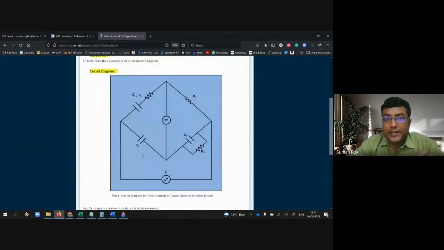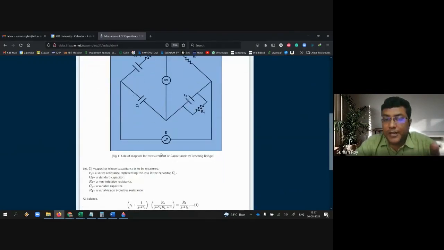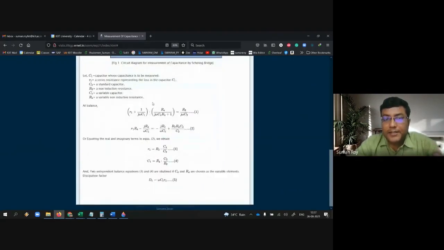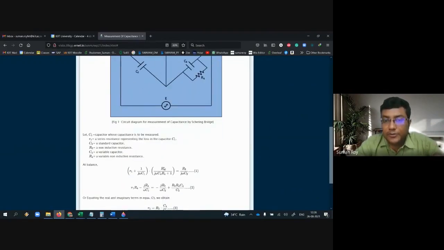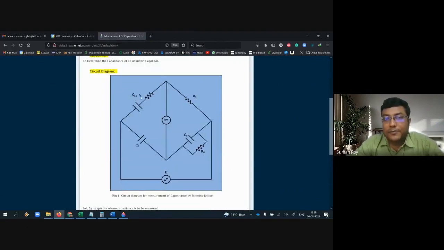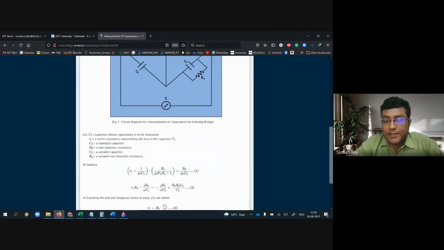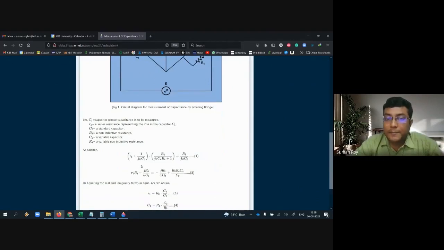See, this is the circuit diagram. And if I place all these values, here R3 into 1 by j omega C2, so this is the Z2 Z3 side. On the left hand side of this equation, the parallel formula will work like this, and this is the series formula, R1 plus 1 by j omega C1.